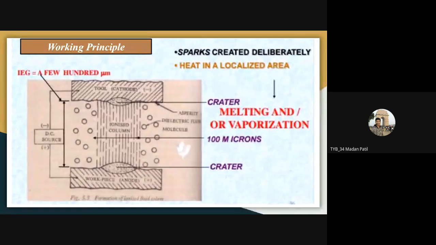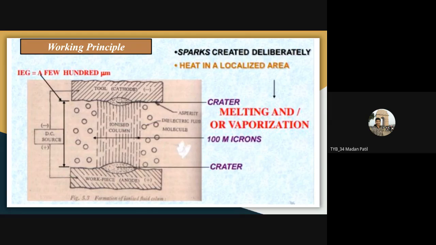Again, researchers have concluded that you will get a mixture of irregular shaped particles resulting from the resolidification from the molten state, as well as hollow spherical particles, which result from the vapor condensation. So this part I am just telling for your knowledge purpose.